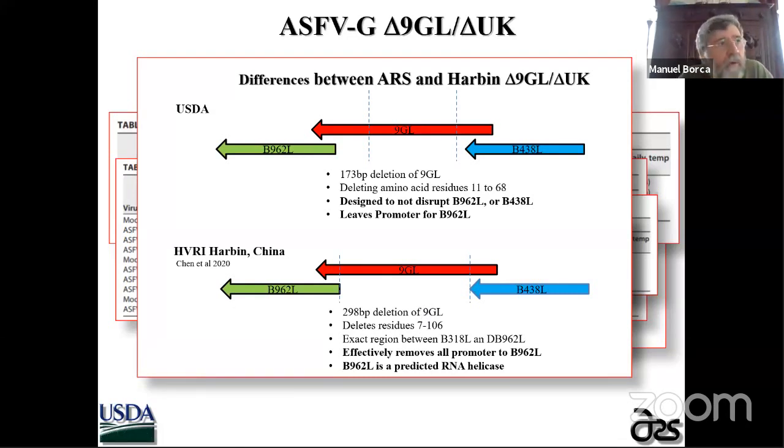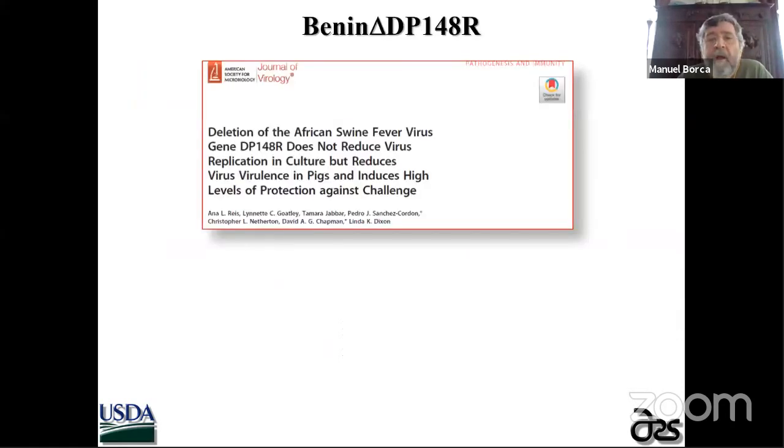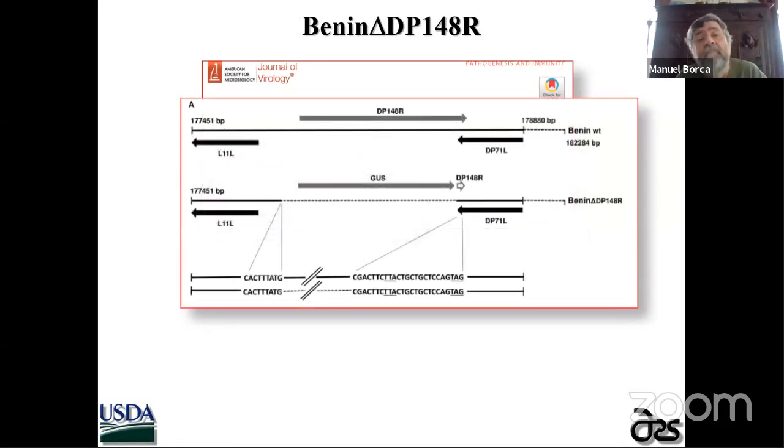This is something that we are working on in our lab to see if we can show that that is probably the difference. Another piece of information that was very interesting was published by Linda Dixon, by deleting one particular gene, the DP148 gene. This gene had never been worked on in the past, and she deleted it in the Benin strain. And what she showed is that the gene maps in the right area of the genome of African swine fever.